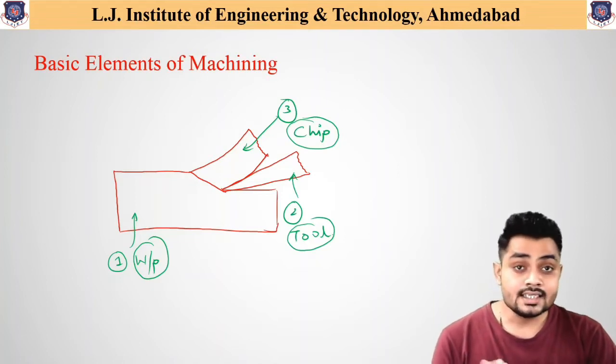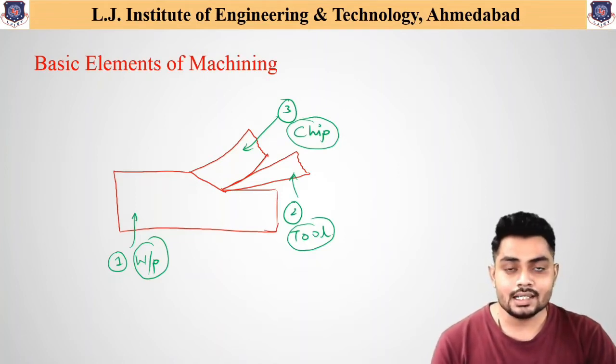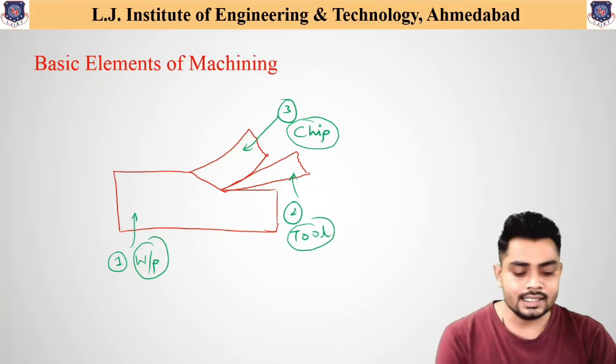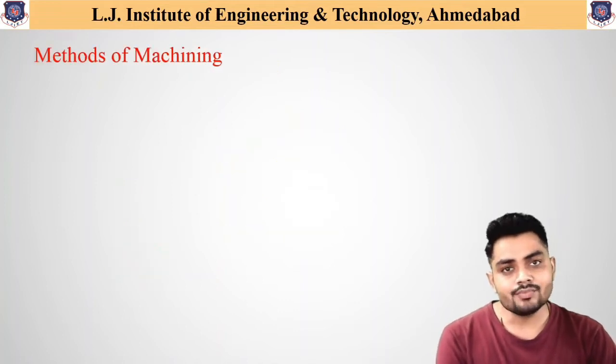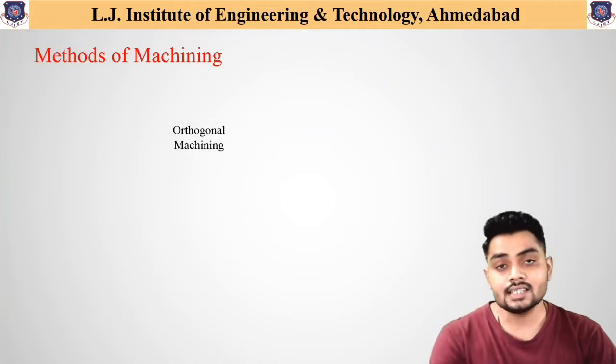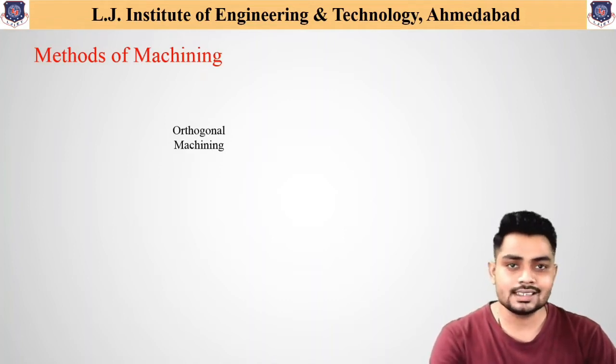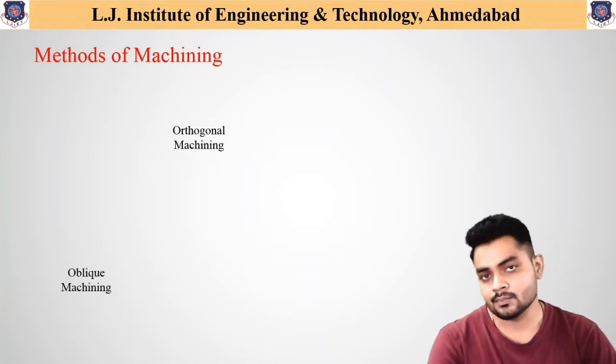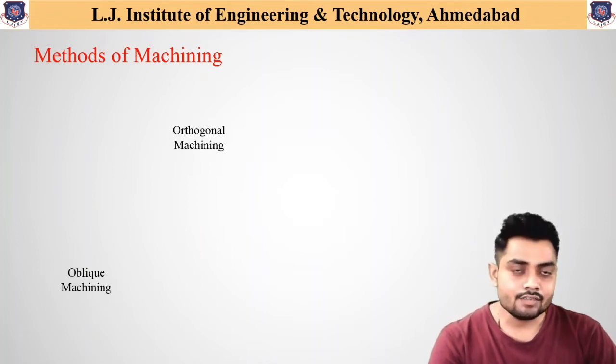Now this machining process can be done in many variations, from which the two main important machining processes are the first method, orthogonal machining, and the second method, oblique machining. So let us understand first of all what is orthogonal machining.